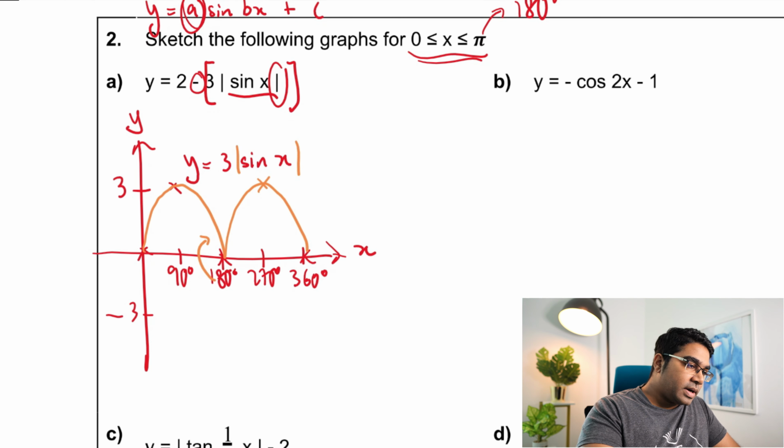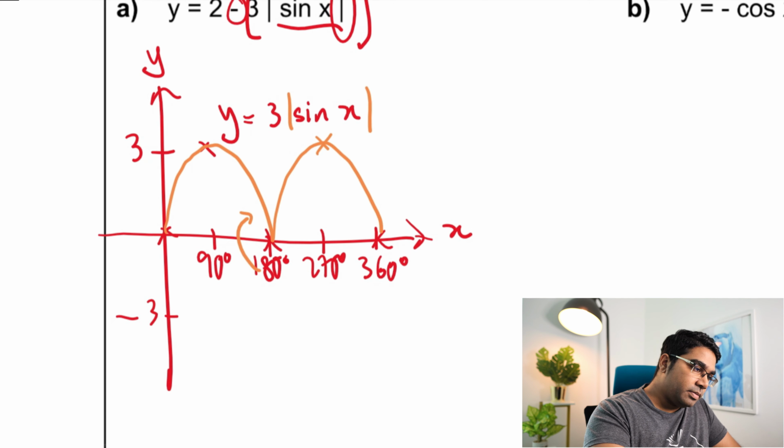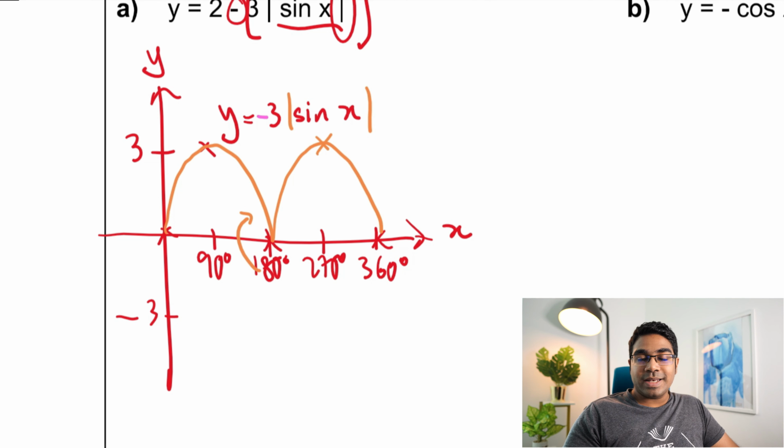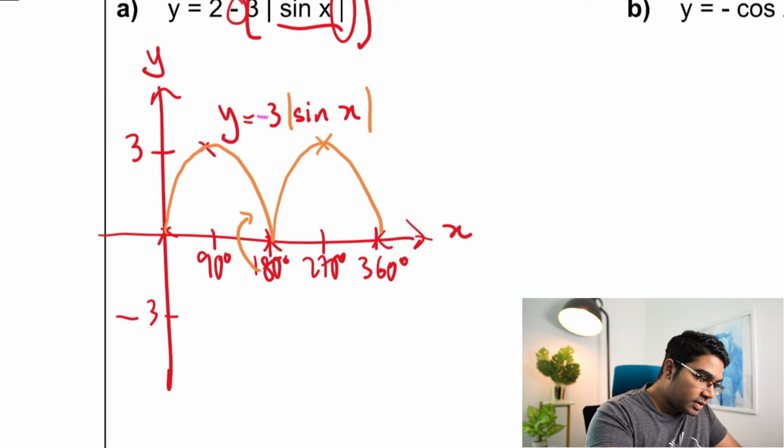So what will happen to this graph? We use a different color here. When we add the negative here, negative 3 modulus of sine x, we get this here.